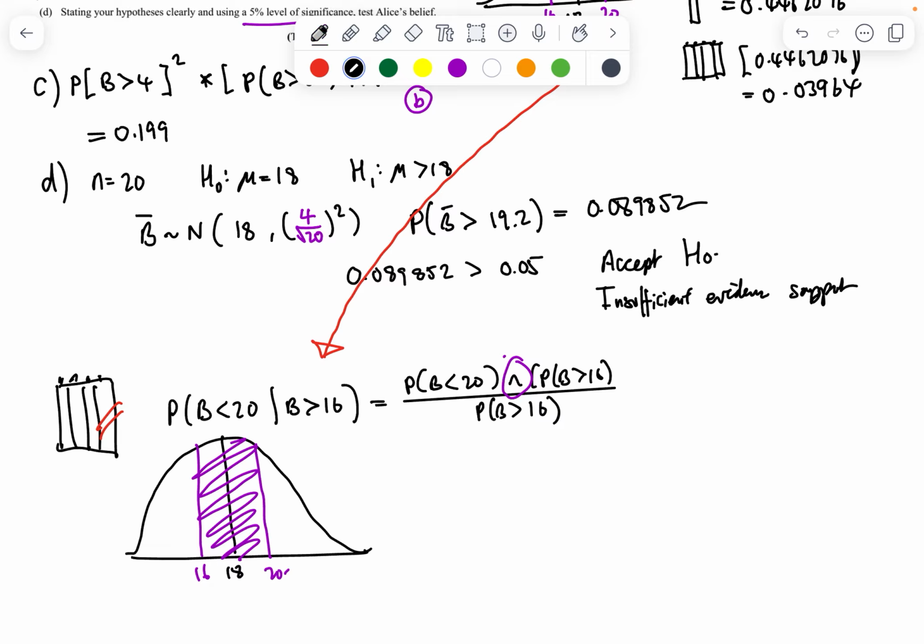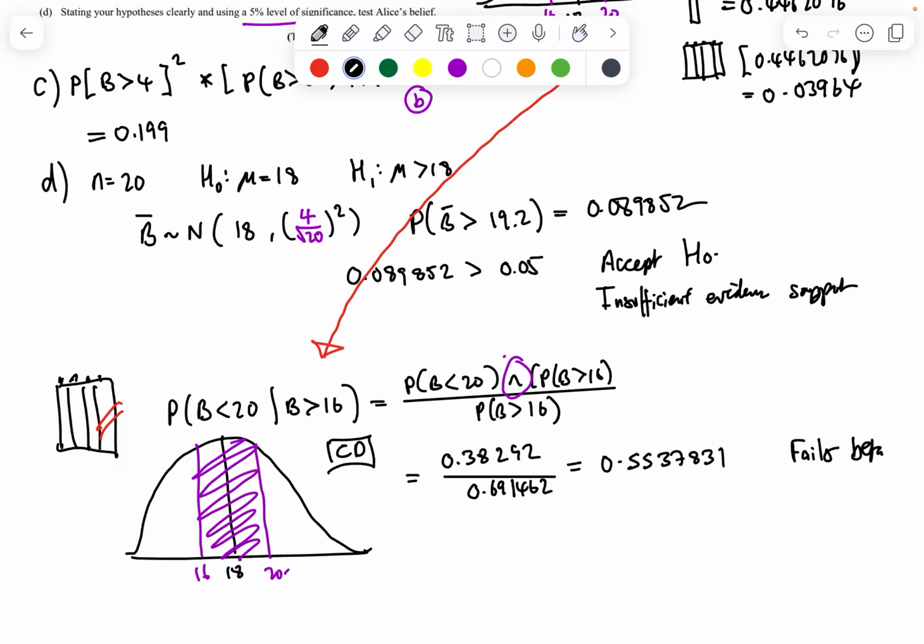And remember, basically when we use the CD function on the calculator, we can put in a lower and an upper limit. So when we do that, that strip, the probability is 0.38292. And we divide it again by our answer from B, which is 0.691462. The probability that it's going to last longer than 16 hours. And that gives us a probability of 0.5537831. And this is that it fails before 20 hours.